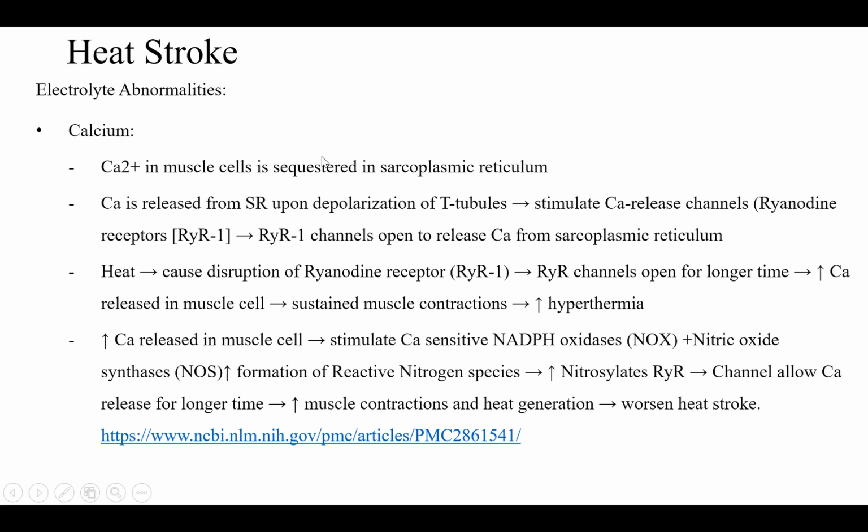Next comes calcium. Calcium in muscle cells is sequestered in the sarcoplasmic reticulum. We know that. Calcium is released from the sarcoplasmic reticulum upon depolarization of T tubules, and that stimulates calcium release from the calcium release channels. These channels are also known as ryanodine receptors, and ryanodine receptor channels open to release calcium from the sarcoplasmic reticulum. So what does heat do? Heat basically disrupts or denatures these ryanodine receptor channels.